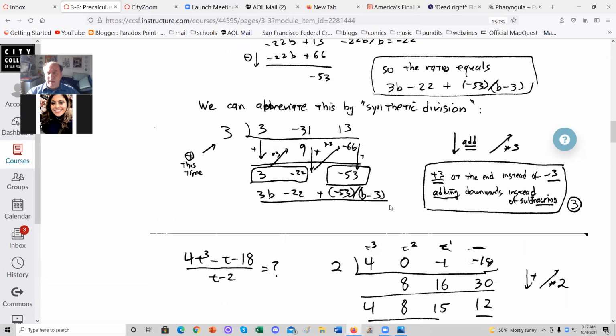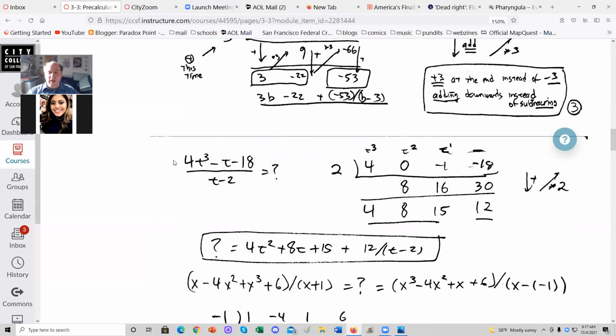When we do that, here we have a 3b minus 22, and then a minus 53, that's negative 53 over b plus 3. Same as what we got here, with a plus turned into a minus and an add, subtract into an add. But basically all the numbers come out the same, so that's what we do as a simplification.